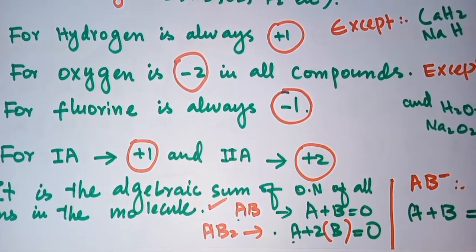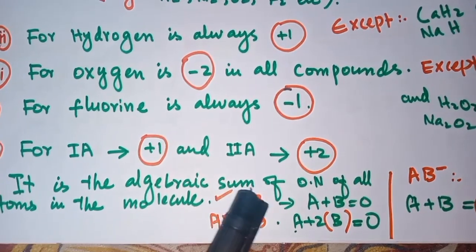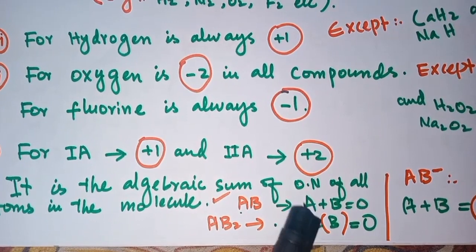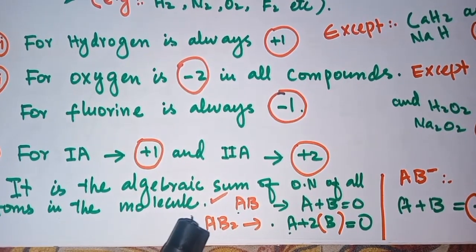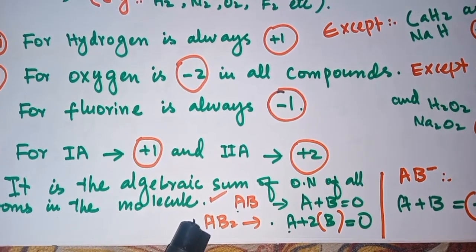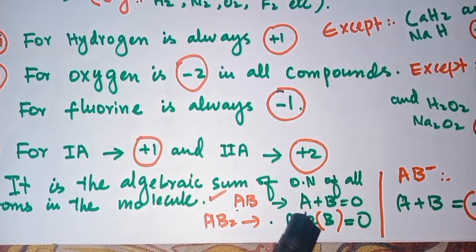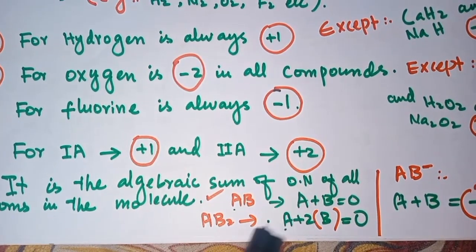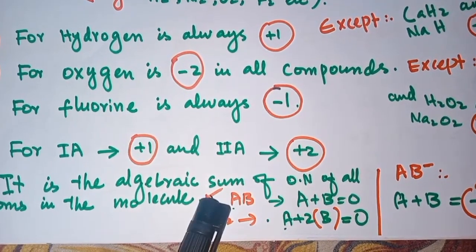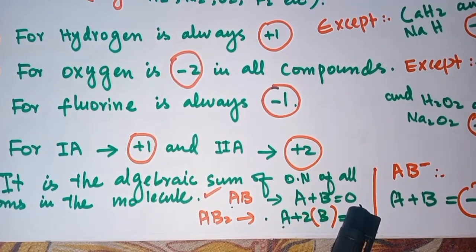Suppose we find the oxidation number of A in AB. We get A + B = 0. Suppose we find the oxidation number of A in AB2: A + 2B = 0, because it has not been assigned any charge. That's why it's neutral. Its oxidation number is 0.